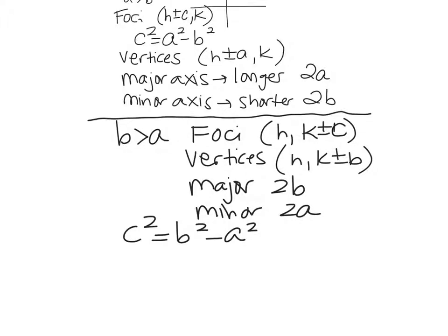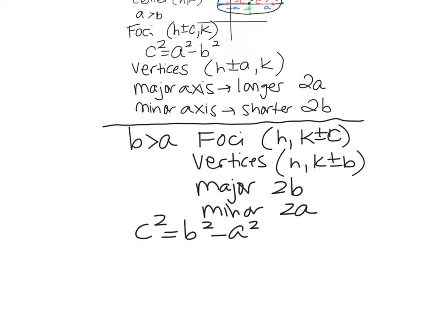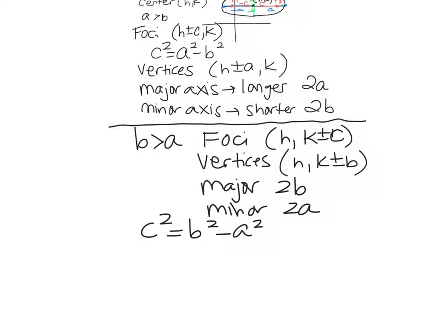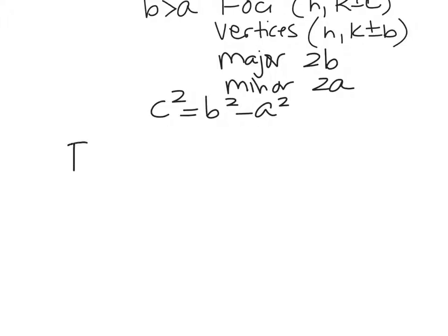All right, let's try some. Here we go. You ready? We got all our information. I hope that's everything. Did I miss anything? No? I said if A equals B, it's a circle. Okay, we're good? All right, let's do it. Here we go. Part B.